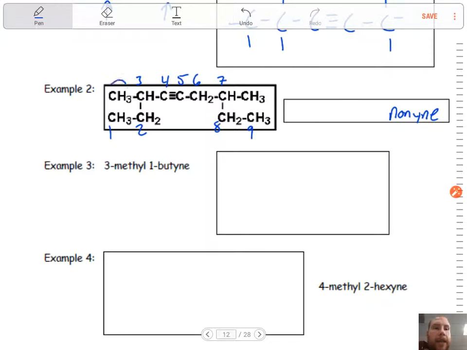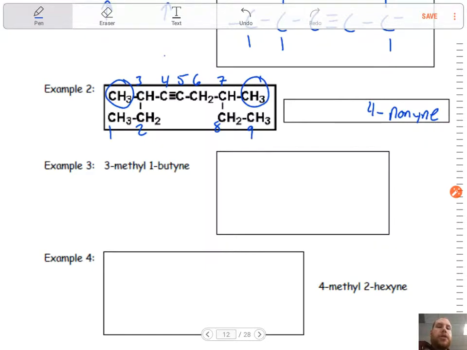So that means I have a branch right here, and I have a branch right here. Well, I'm going to get my ending part taken care of. You might want to do your branch groups first. That's fine. There's multiple ways you can do this. 1, 2, 3, 4. So it's the 4th carbon. So this is going to be 4-nonyne, because of that triple bond, we're labeling that.